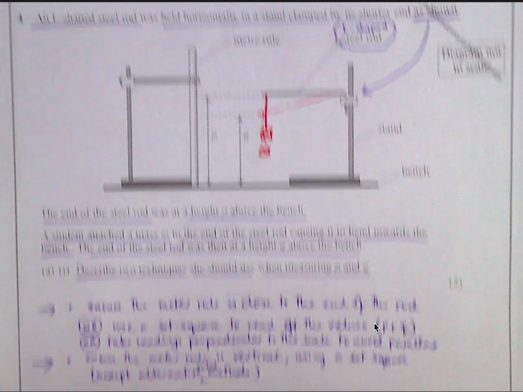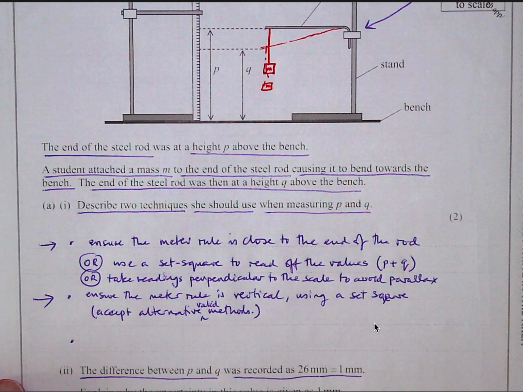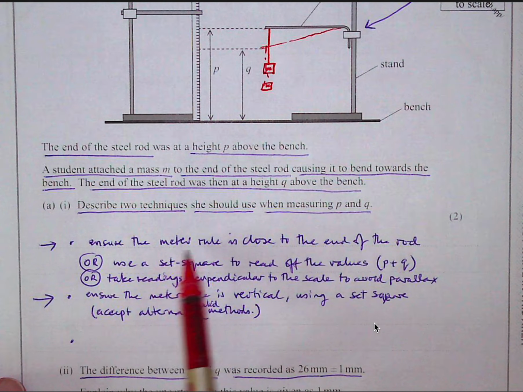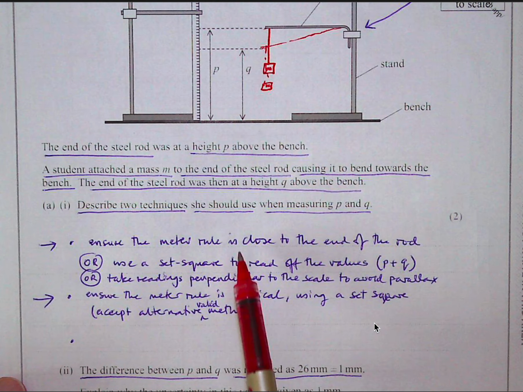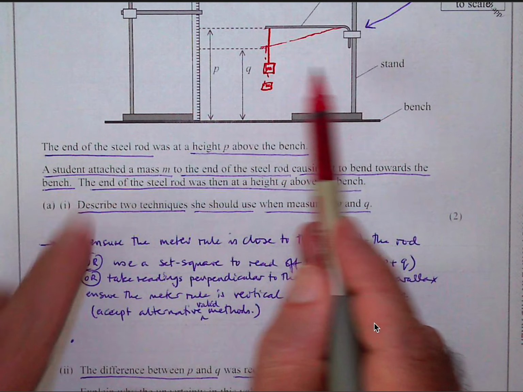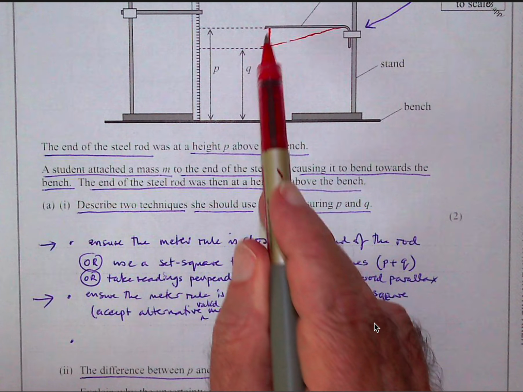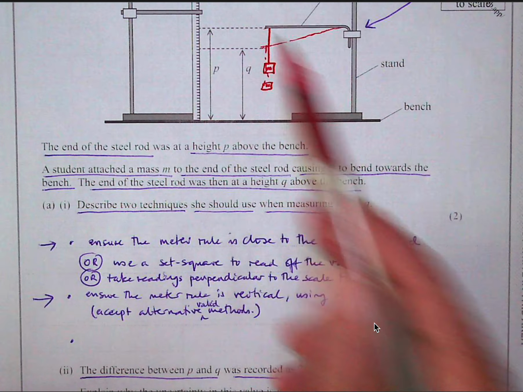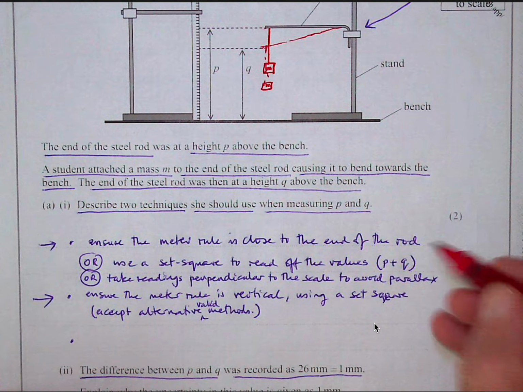Okay, well, this is what they're looking for in the mark scheme. Ensure the meter rule, this one, is close to the end of the rod. So make sure you move the stand close so it's easier to see where this dotted line would be. Yeah, so this is 1 mark.